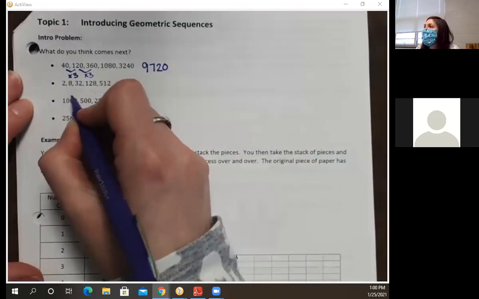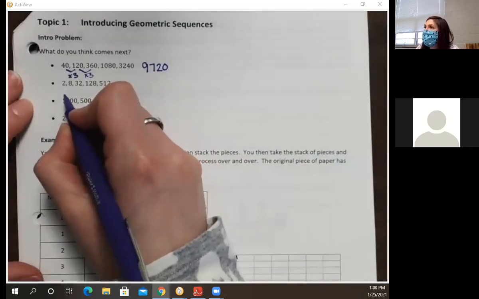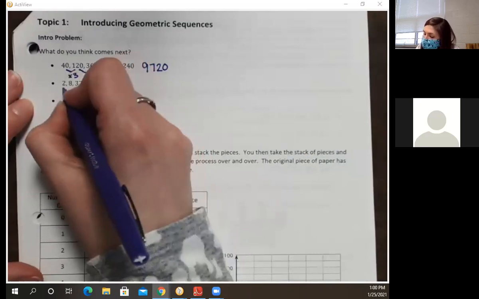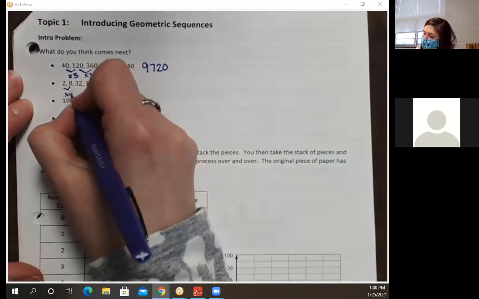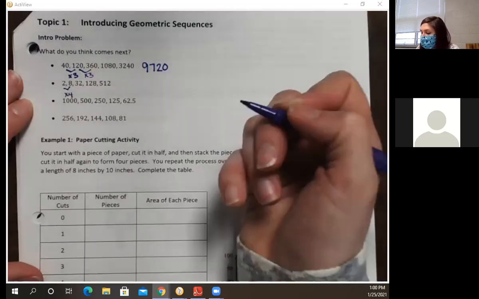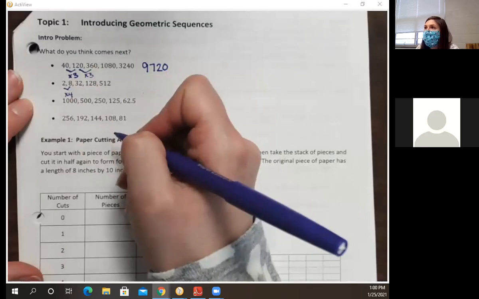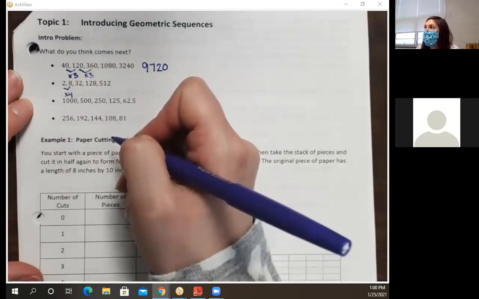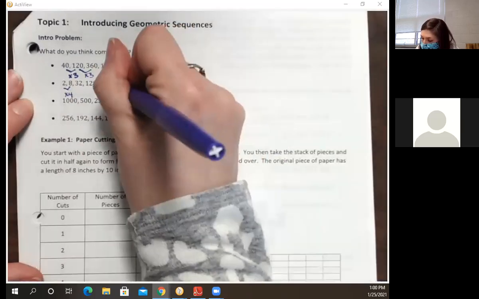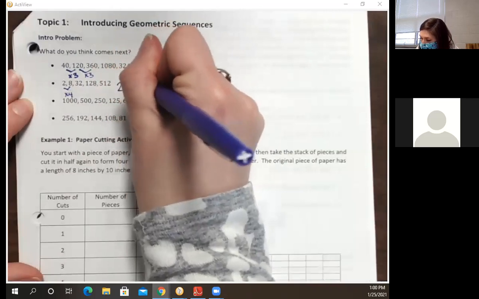What am I doing in this second sequence? Multiply by 4. To get from 2 to 8, I multiply by 4. To get from 8 to 32, I will multiply by 4. So what's the next term in our sequence? 2,048. Good.